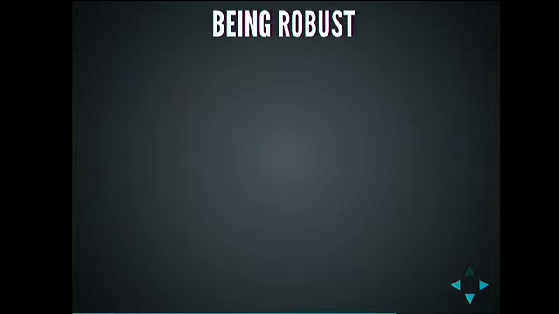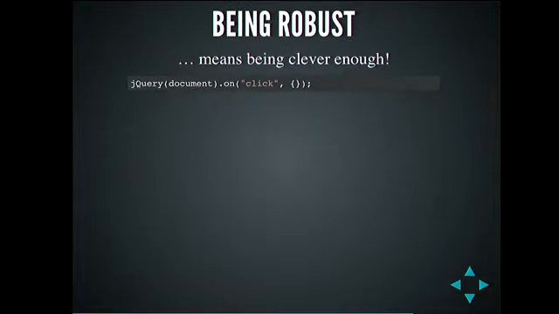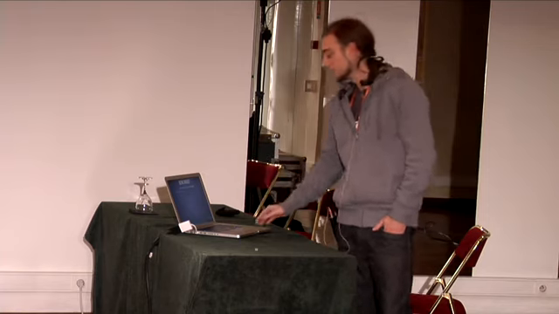Being robust, being stable. It's a pretty fun thing. If you search for that on Google, you get a new Volkswagen model I haven't heard of before today. Being robust means being clever enough. You're being given data, you don't really know what it is. Registering a click event with an empty map on jQuery will work. It won't tell you, dude, you gave me something that is not a callback function.